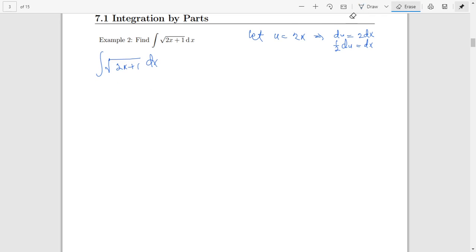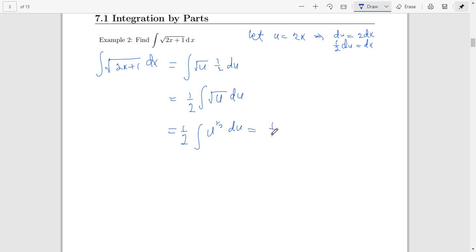This tells me now that by making the substitution, this integral becomes integral of square root of u, and then my dx is 1/2 du. I can write this as 1/2, bringing the constant outside, integral of square root of u du. And this is 1/2 integral of u raised to power 1/2 du.